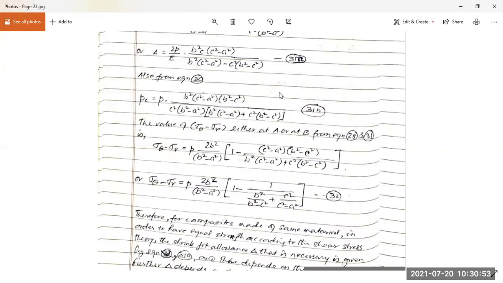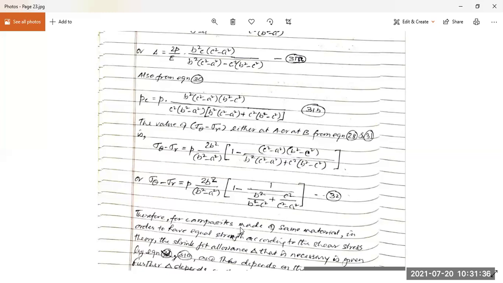Also from equation C, PC becomes equal to P. If you want to calculate the value of PC separately here, the PC will take the form in the value of this, and the value of sigma theta is either at A or at B from equation 30, 31. Either at A or at B from the equation 30 form. That is sigma theta in both the cases. Then we put the value of P here, PC here, and put the value of P. So these equations are taking this particular form, P minus 2B square by B square minus A square.